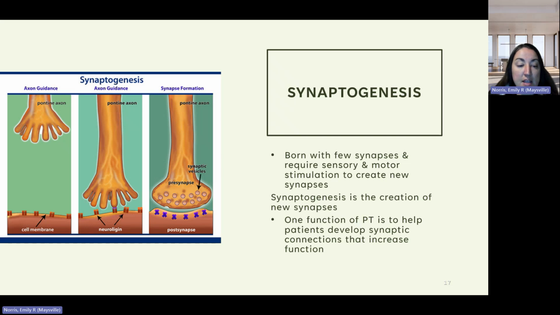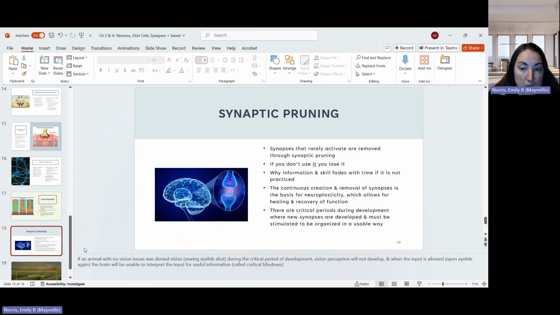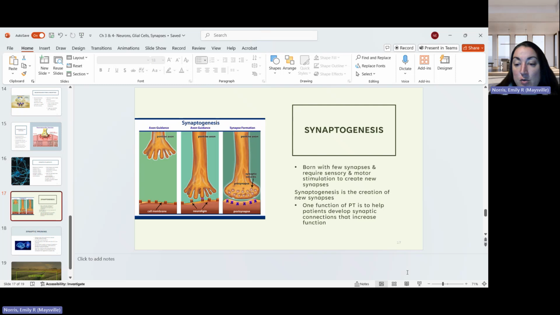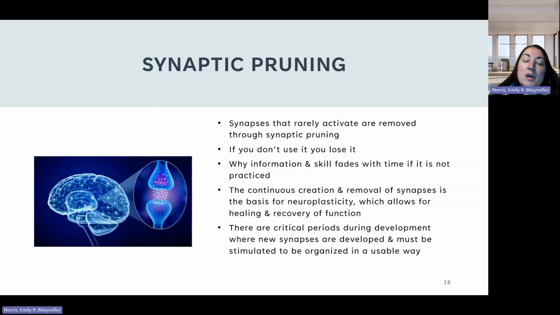There is kind of a sweet spot. I have it on this next slide, what it's called. A critical period, where if you do not stimulate those synapses as they're being developed, they may never develop.